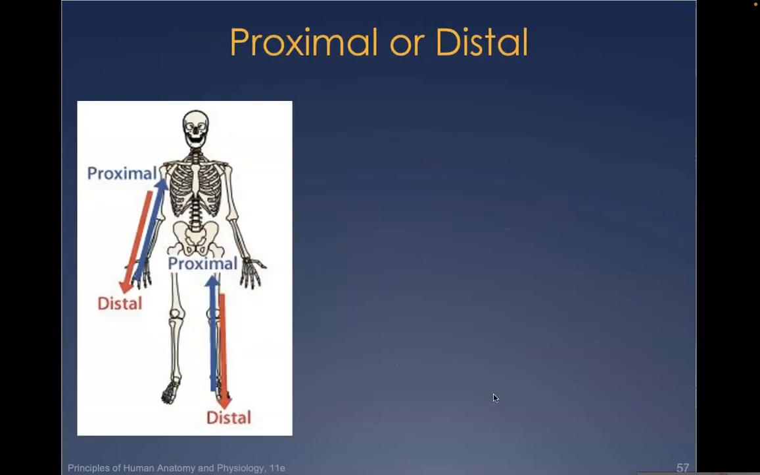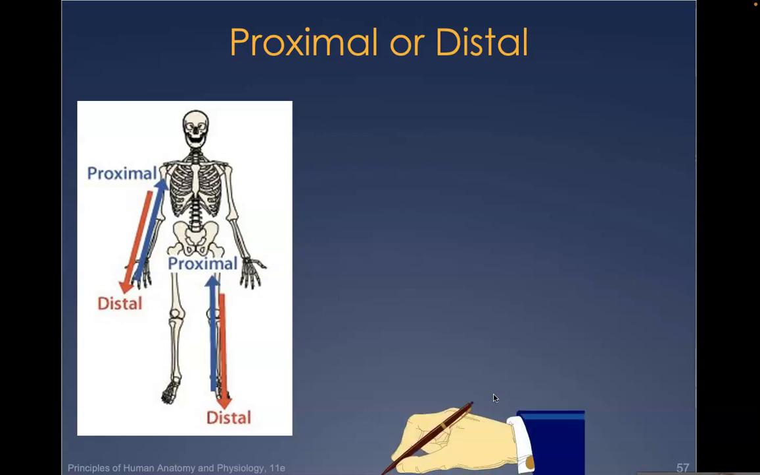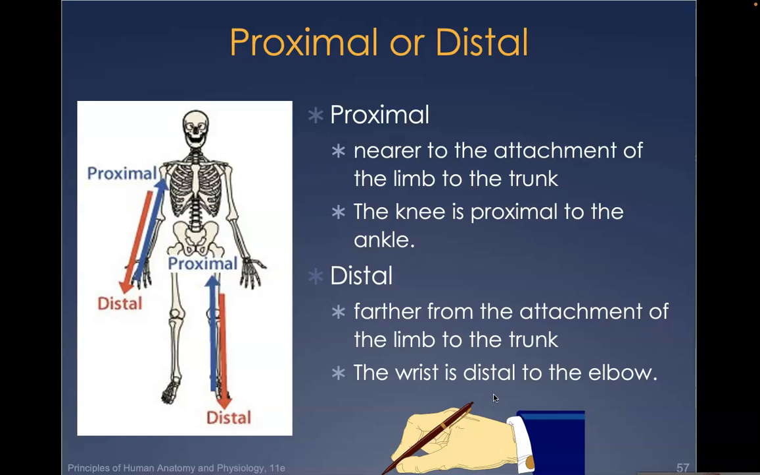Now with our limbs, because they attach to the trunk of the body, we're going to use the terms proximal and distal as well. So proximal and distal are primarily used for the limbs. Proximal is going to mean near or closer to the attachment of that limb to the trunk of the body. And then distal, you can think of as distant. It's farther from the attachment of the limb to the trunk.